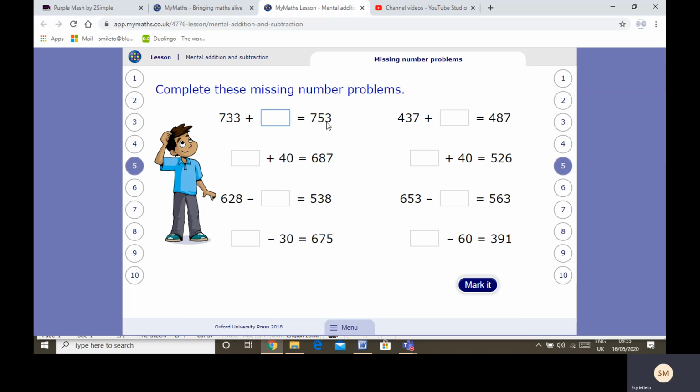733 plus something equals 753. 733, 743, 753. I know I've added on 20. Here I'm going to work backwards. I'm going to subtract 40 from 687 to get my answer. 687, 677, 667, 657, 647.